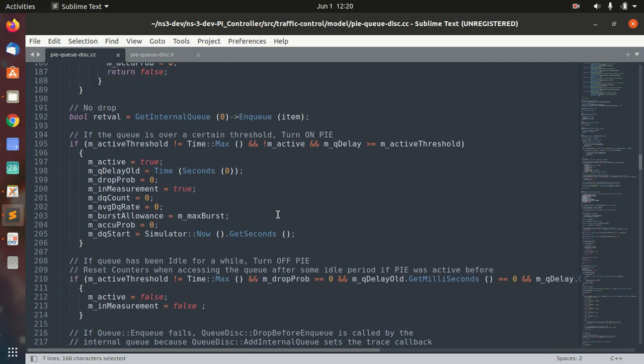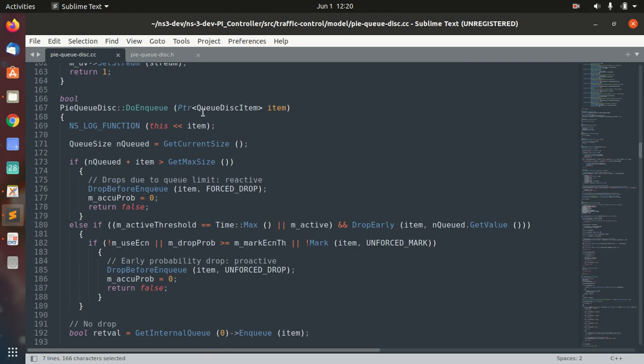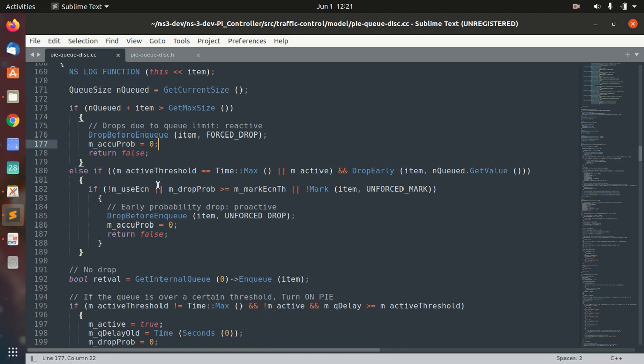So when a packet is enqueued, it first takes the current queue size, adds the packet size, and checks whether it is greater than the capacity of the queue. If it is greater than the capacity, we simply drop the packet. We are dropping the packet because the buffer is full, and this is known as a forced drop. It is reactive in nature. For the first packet, it will be false because the first packet will not cause a buffer overflow.